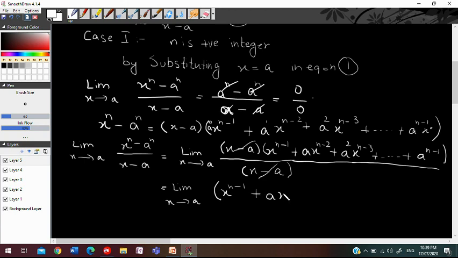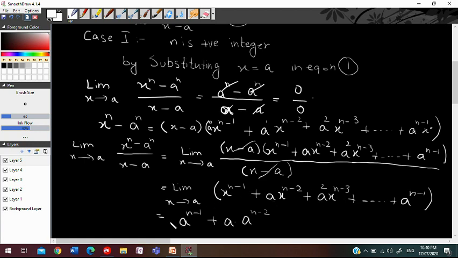I will do it here, then you can see how we escape from the situation of the 0 by 0 form. x^(n-1) plus a x^(n-2) plus a^2 x^(n-3) plus up to a^(n-1). Now you can apply the limit of your question directly to this factor. So what we get, a instead of x: a^(n-1) plus a will be the same, and we write instead of this x, a again, to the power n minus 2.